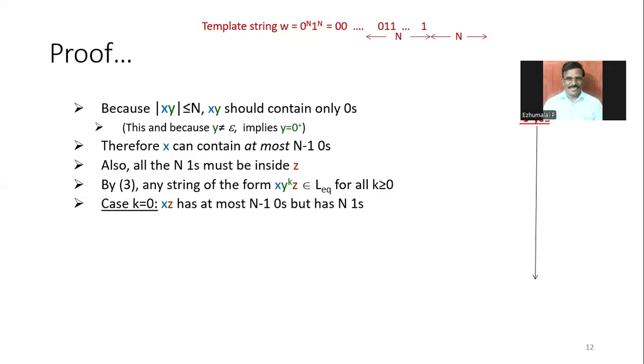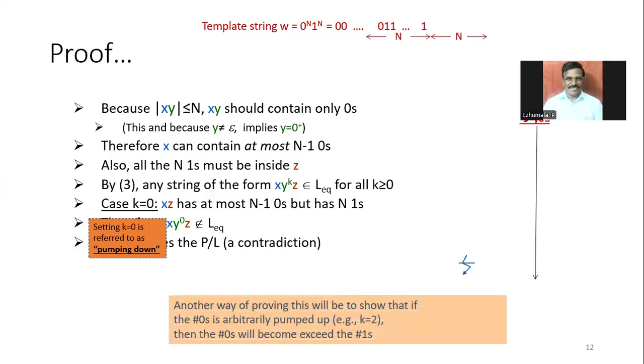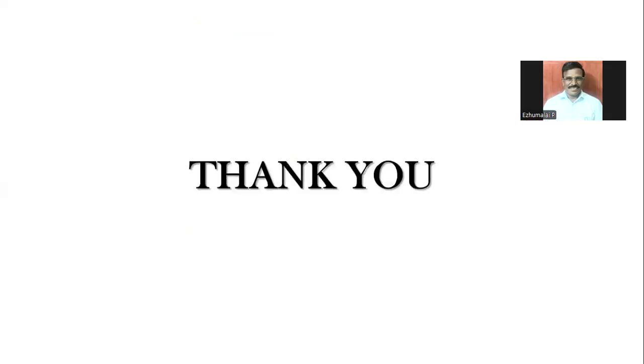In case k equals 0, the string xz has at most n minus 1 zeros but still n ones, so the string does not belong to the language. Our assumption leads to a contradiction. So this language is not regular. Thank you.